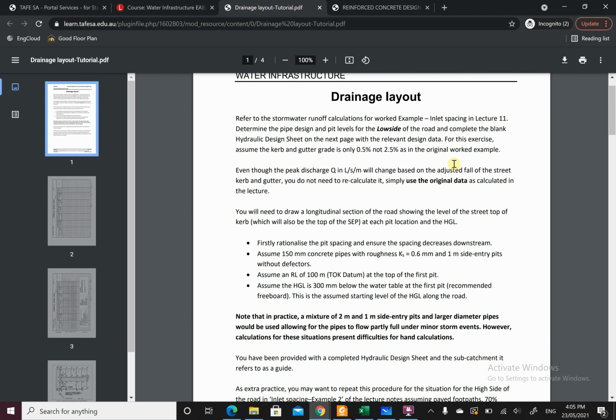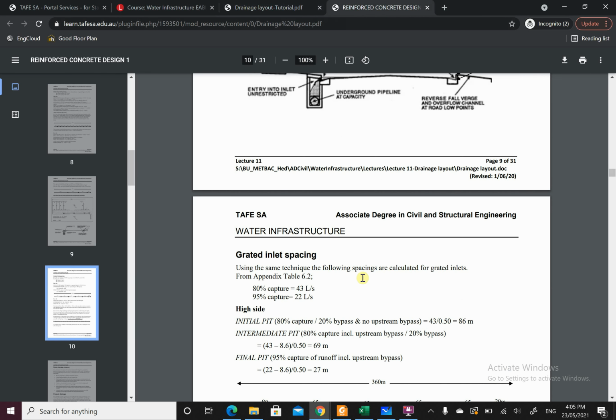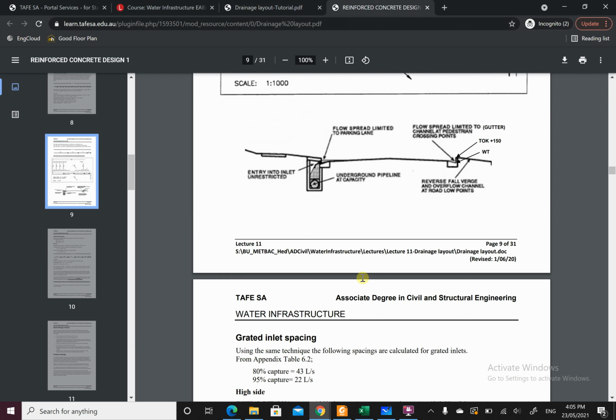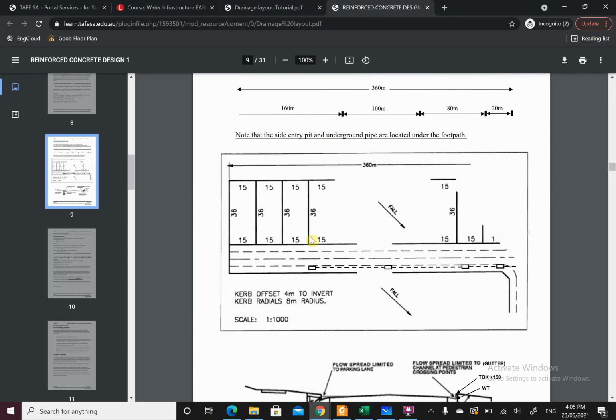Welcome to this week. This week we're going through our tutorial from week 11. This one is our drainage layout, calculating our pit sizes and working out our pit cross sections. I hope you've all read through the notes. This week's tutorial relates to this example here, designing pits 1, 2, 3 and 4.